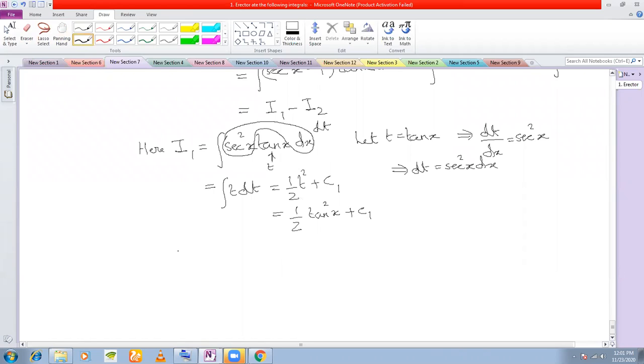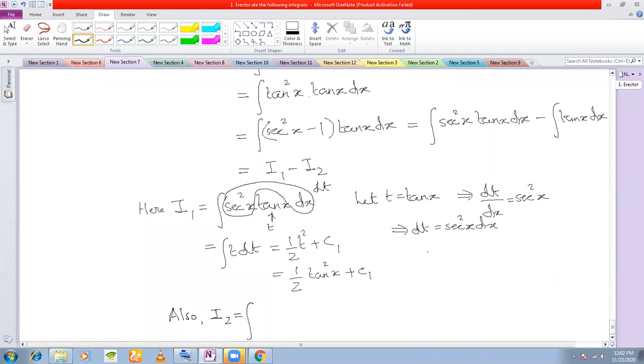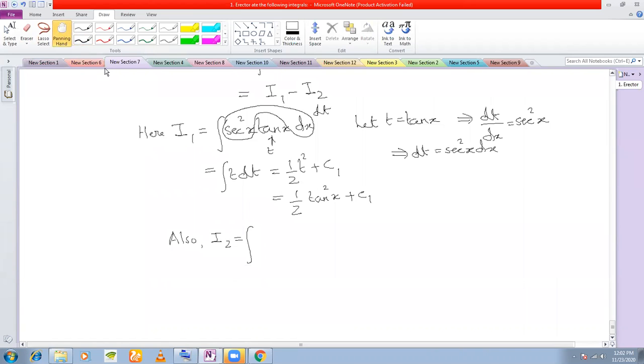I2 is integral tan x dx. This is a standard integral, and you know that integral tan x is log sec x, standard formula, plus let's say C2. So therefore, what is I? I was I1 minus I2, right?